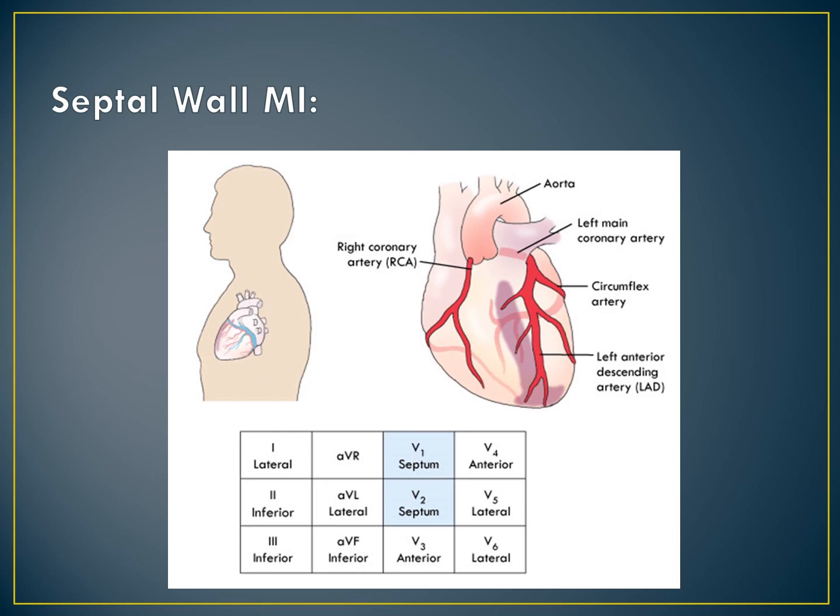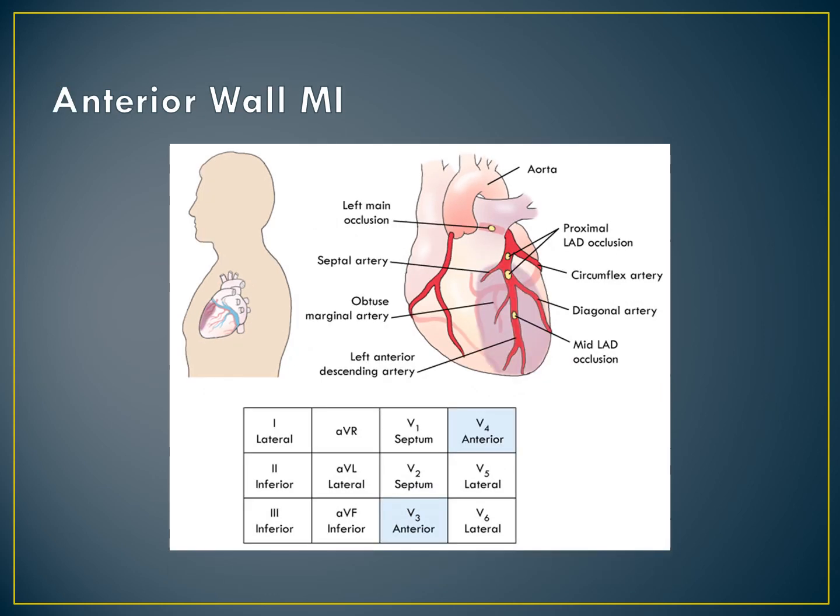In septal wall MI, the ST elevation will be seen in V1 and V2, and since this is the center of the heart, there won't be a mirror image, so there are no reciprocal changes to be found with a septal wall MI. In the anterior wall MI, the clot is occluding the left anterior descending artery and shows ST elevation in V3 and V4 with a mirror image in the inferior leads, or 2, 3, and AVF.